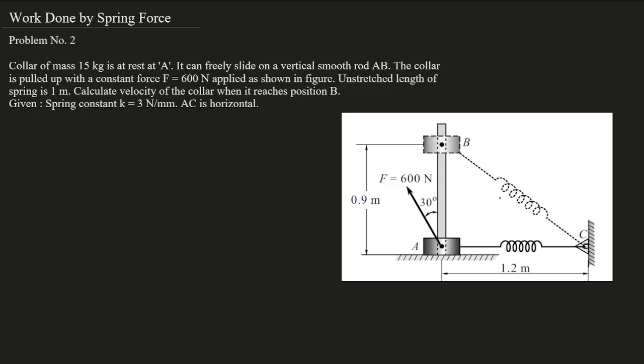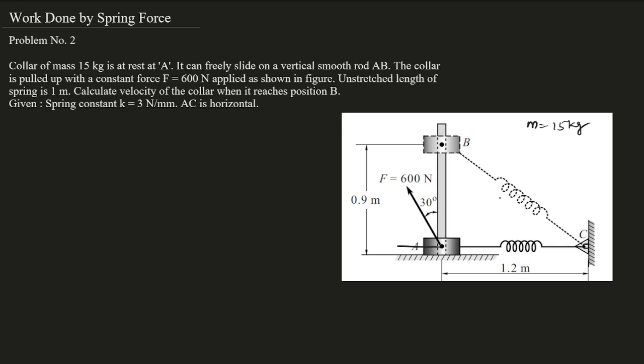Unstretched length of the spring is 1 meter. Calculate the velocity of collar when it reaches position B. Given spring constant K equal to 3 Newton per mm, AC is horizontal. So here they are saying the mass of the collar is 15 kg, mass equal to 15 kg, and it is at rest at position A.